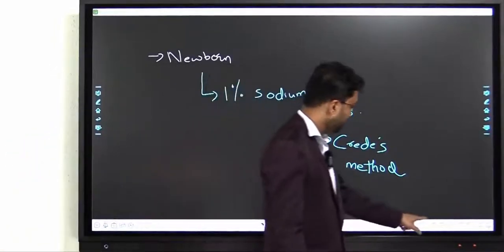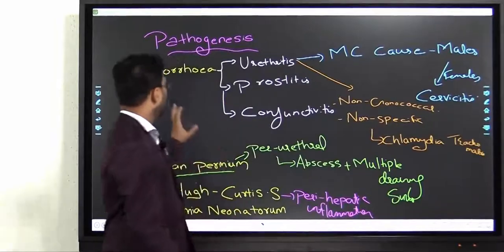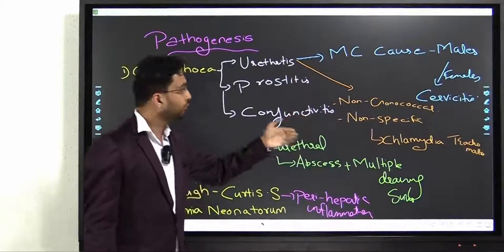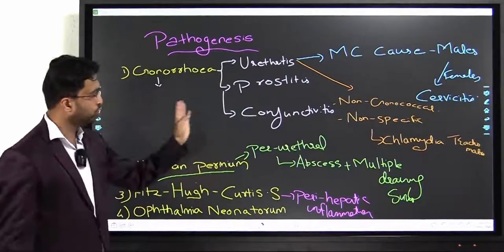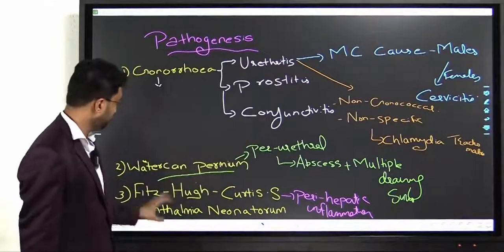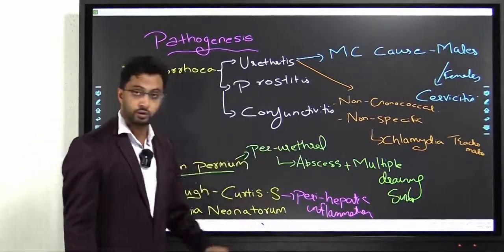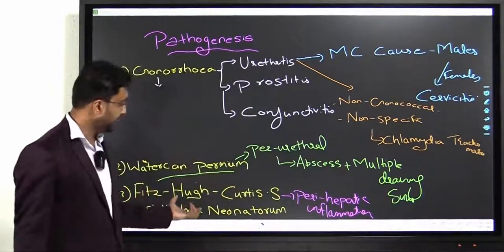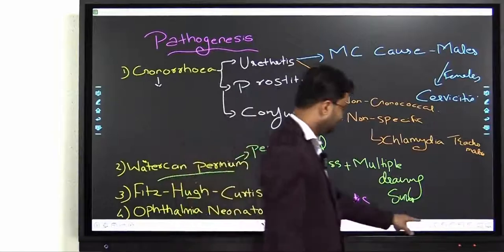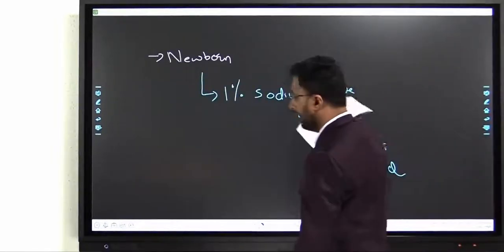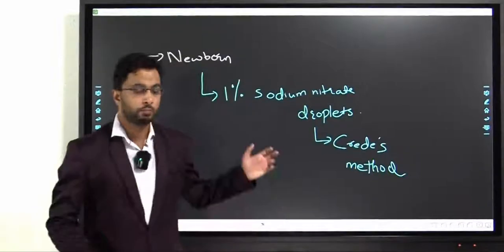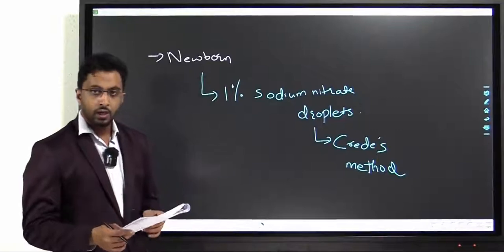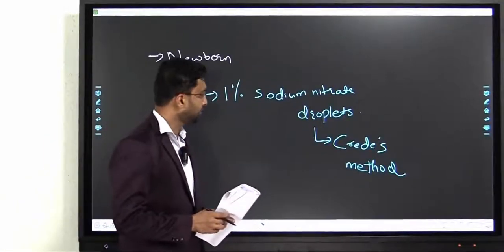Just a quick revision of what I've told you. Gonorrhea is a urethritis, prostatitis, conjunctivitis triad. The most common cause of non-gonococcal, non-specific urethritis in males is Chlamydia trachomatis. Watering can perineum if it affects periurethral tissues. Fitz-Hugh-Curtis syndrome if it affects the peritoneum. Ophthalmia neonatorum: the most important thing to remember is that it is non-venereal, and prevention is 1% silver nitrate. So that's about this.